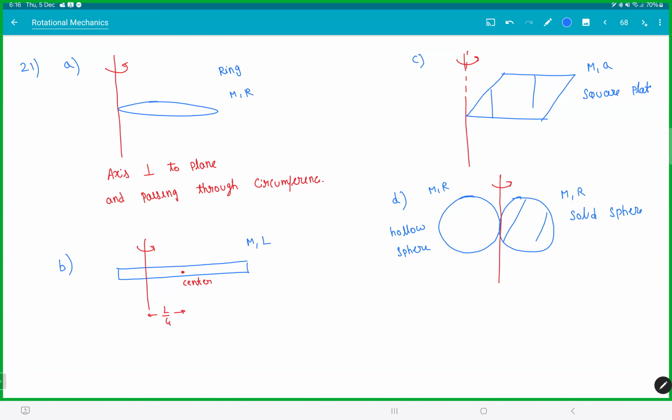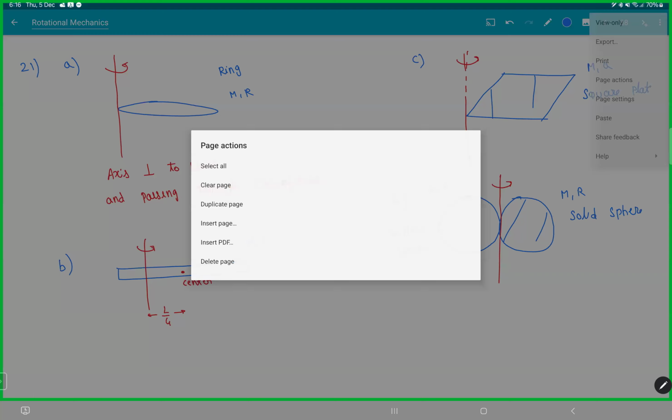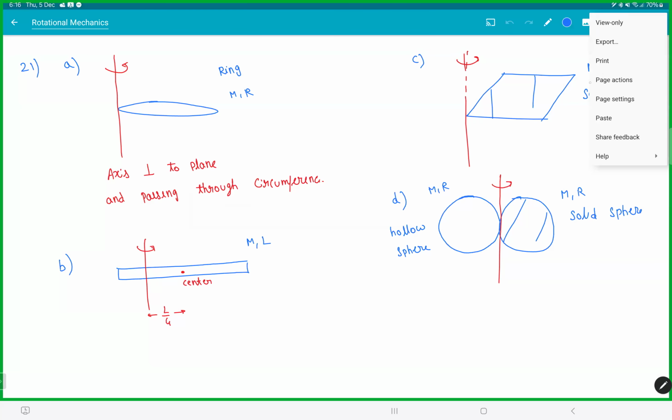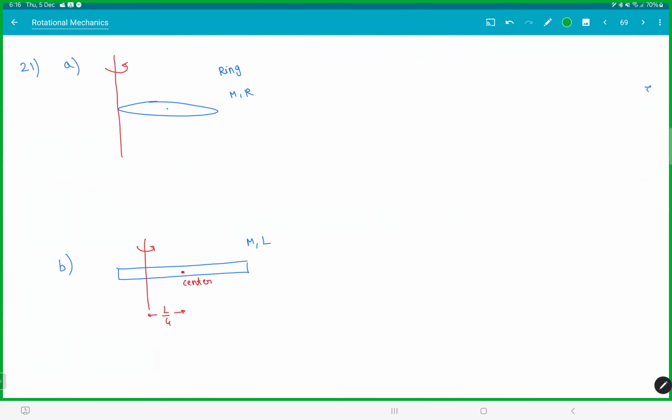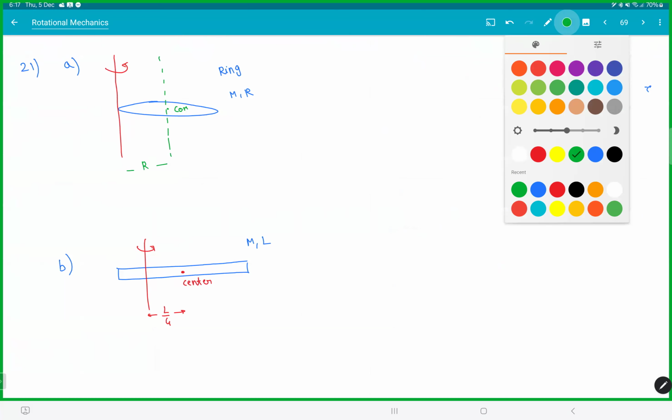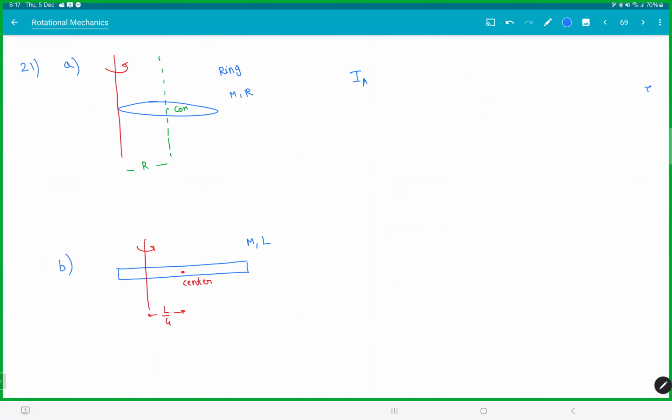Let's see. So the idea is straightforward. Where is the center of mass here? So this is a line passing through the center of mass. This distance was r. So moment of inertia about A, let's call this point A, is I center of mass plus md square. This was easy. I center of mass was mr square and the distance was r, so it is 2mr square. That's all we had to do.